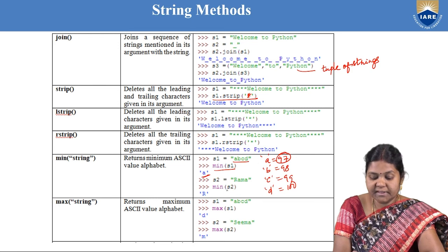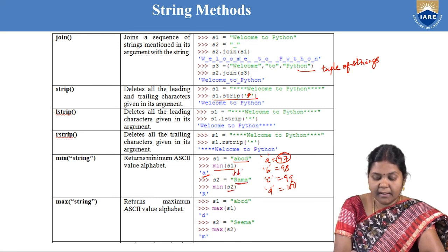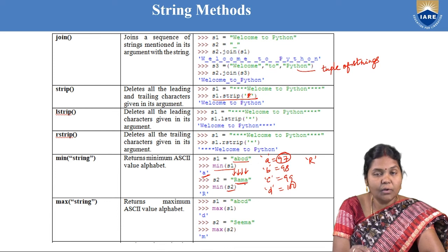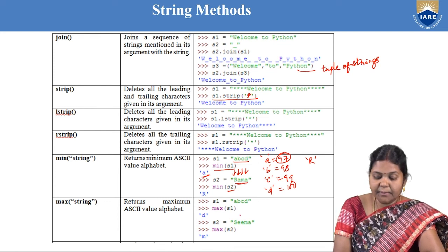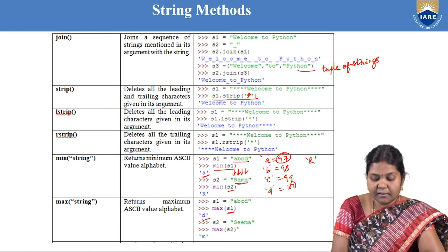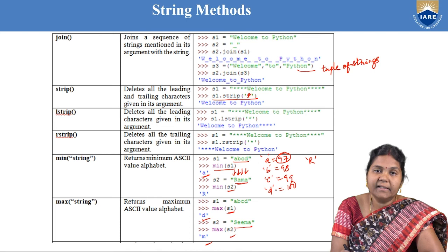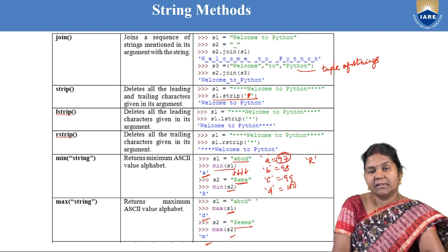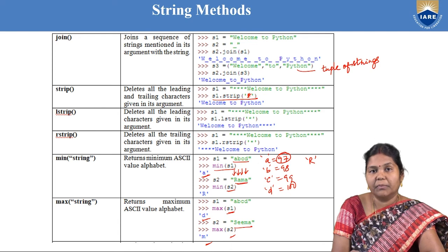If you check the minimum value in Rama, you can check for R, A, M and A, and you will know that for R, the ASCII value is less than the lowercase characters. Similarly, the maximum value for ABCD is for D, and for Rama, the maximum value is for M. In this way, it checks the ASCII value of each character and then shows which character has the maximum or minimum value.